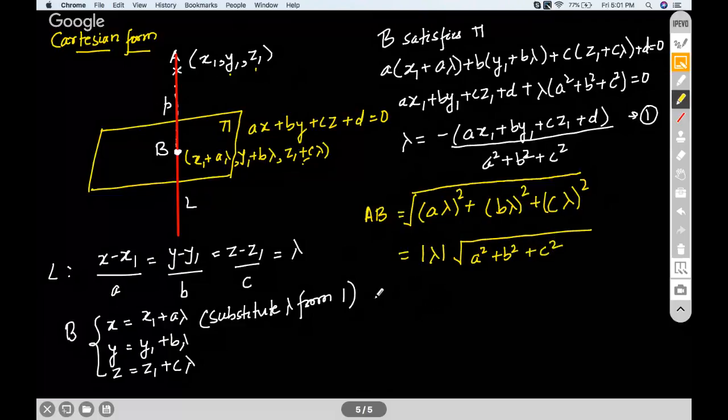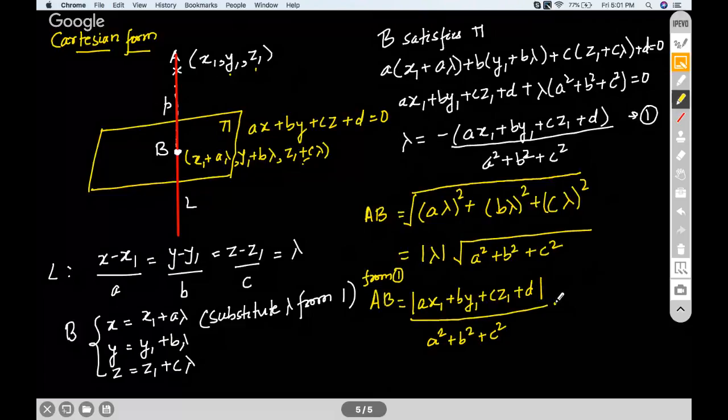And lambda is already known to us from 1. So from 1 we can substitute lambda. So it will be mod of (ax1 plus by1 plus cz1 plus d) by a square plus b square plus c square. There is no need to put a mod on a square plus b square plus c square because it is already a positive quantity, times under root a square plus b square plus c square. So you can cancel this off and put an under root over here. So you can remember the distance of the point x1, y1, z1 from the given plane pi.